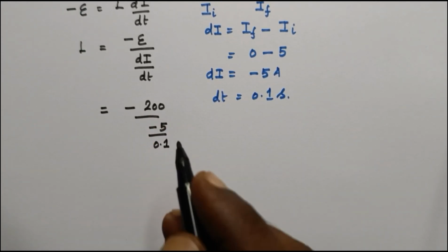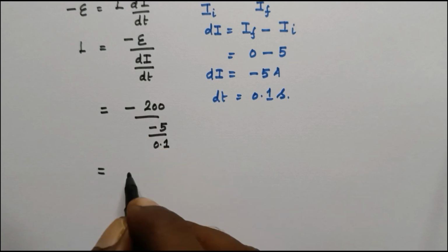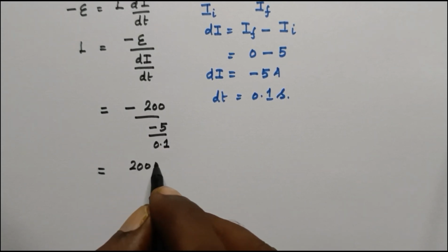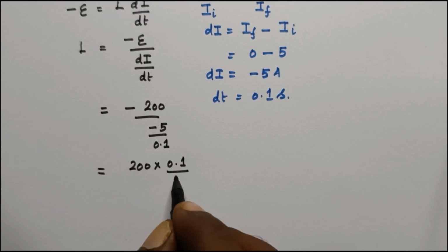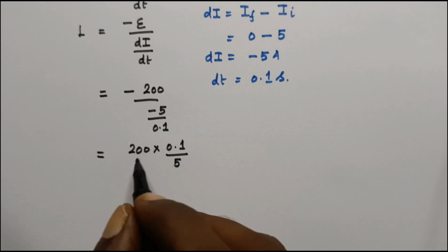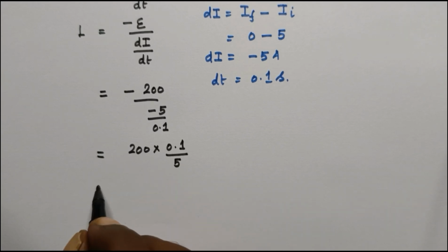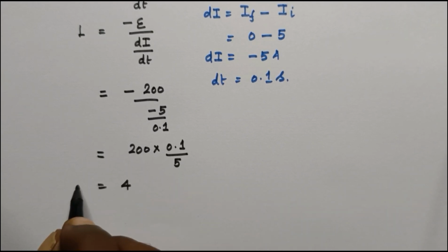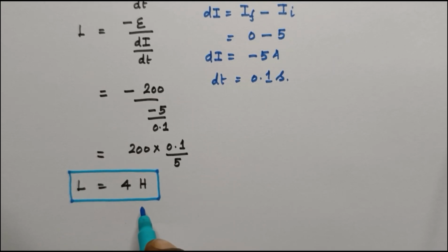If we take the reciprocal, then we will get this is equal to minus of minus, plus 200 into 0.1 divided by 5. 200 into 0.1 is 20. 20 by 5 is 4. This is the self-inductance. The unit of self-inductance is Henry. This is the answer for the given problem.